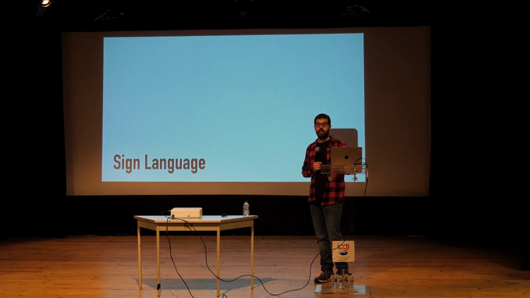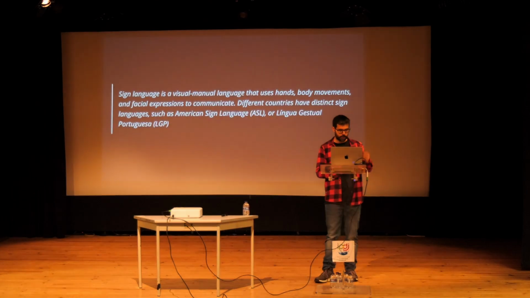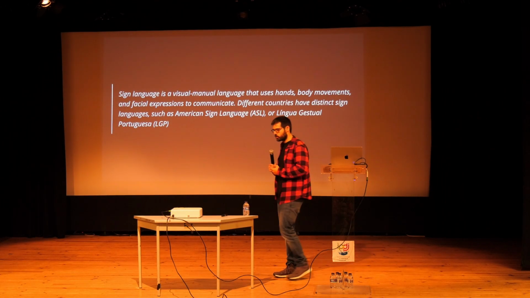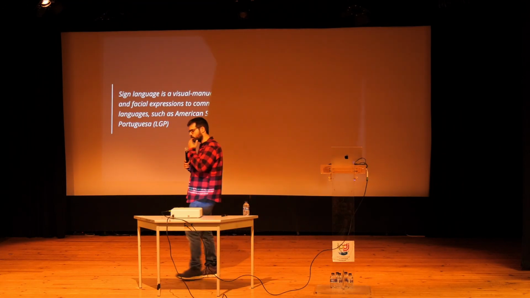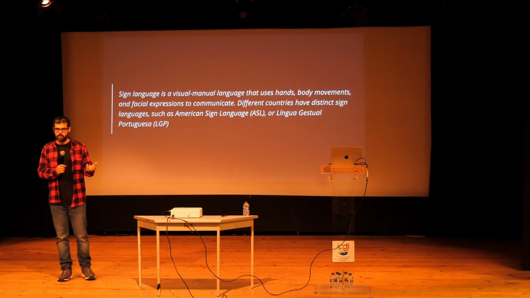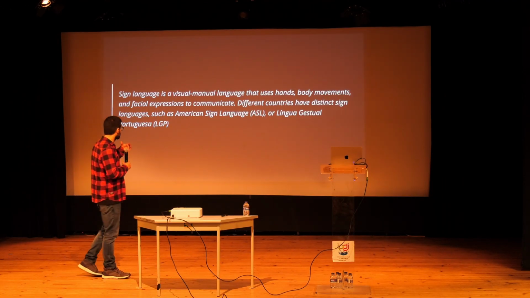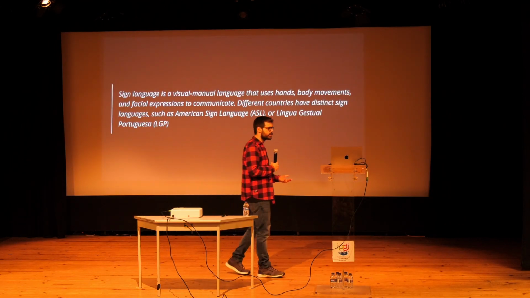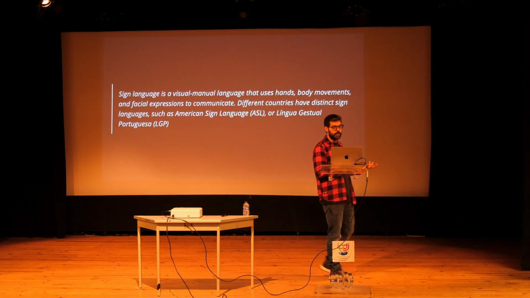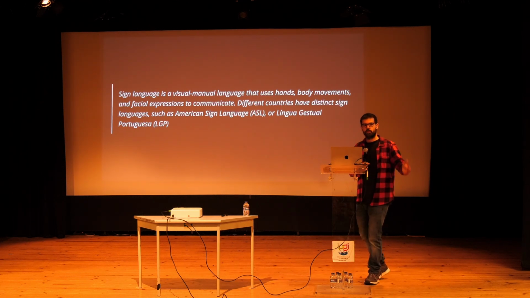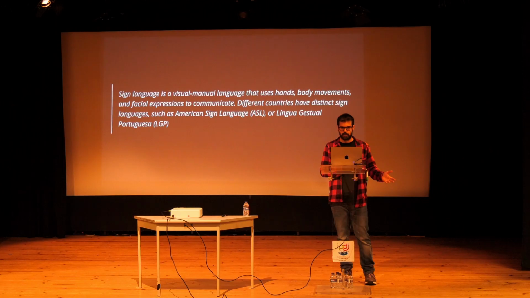So let's talk a bit about sign language and why this is a complex topic. Sign language is a visual manual language where you can use your hands, your body, and your mouth to communicate. There's not a universal sign language. We're in Portugal, so it's the Portuguese Sign Language, LGP. If we're in America, it's the American Sign Language. If we're in Britain, it's the British Sign Language. Italian, Spanish, each one of these countries has its own sign language. So it's like learning a new language.